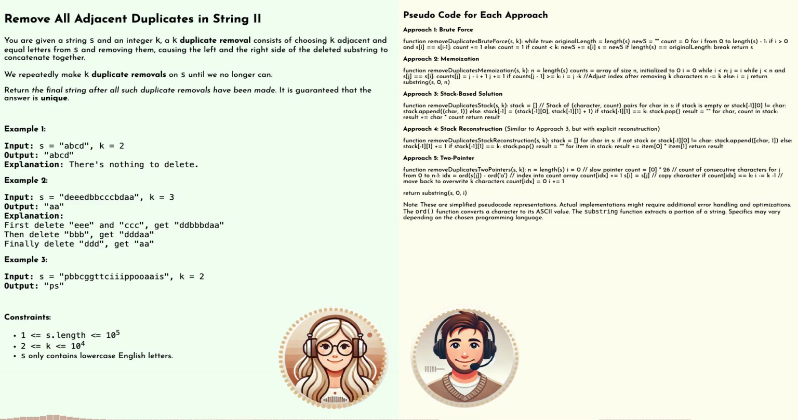Okay, so with brute force, we'd have a loop that goes through the string character by character. Inside the loop, we'd count how many times each character repeats. And if we hit that K value, we remove those characters and update our position in the string. Makes sense. What about memoization? For memoization, we'd first create that counts array we talked about. Then, as we go through the string, we check if the current character is the same as the previous one.